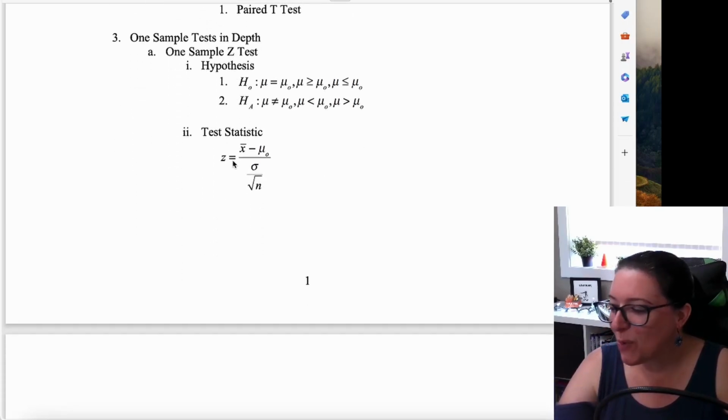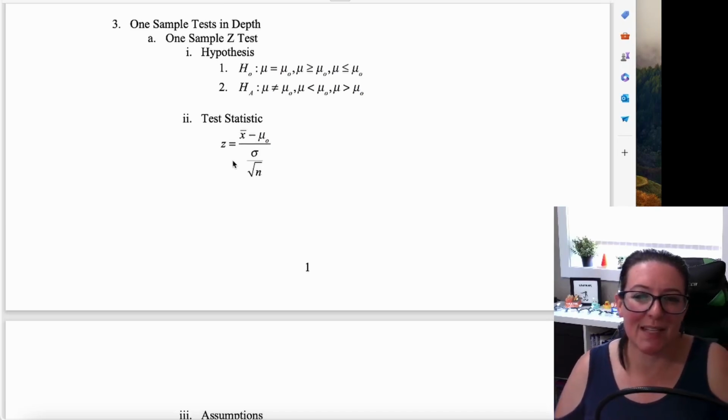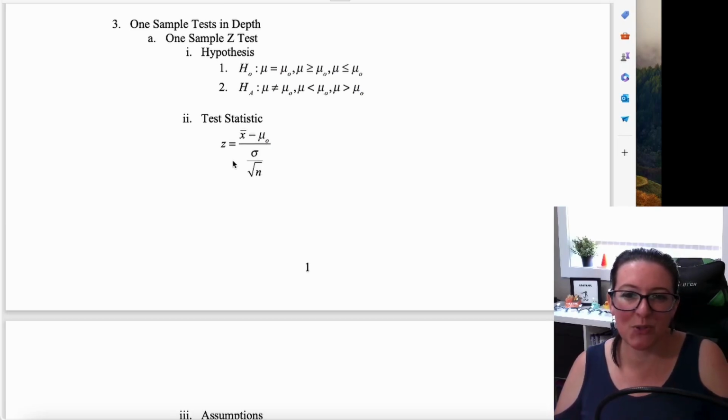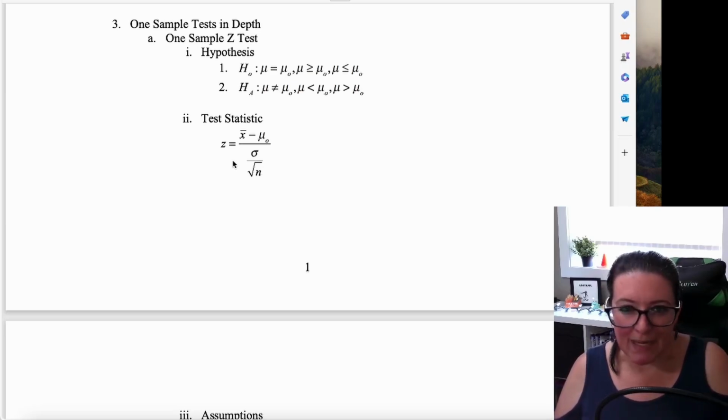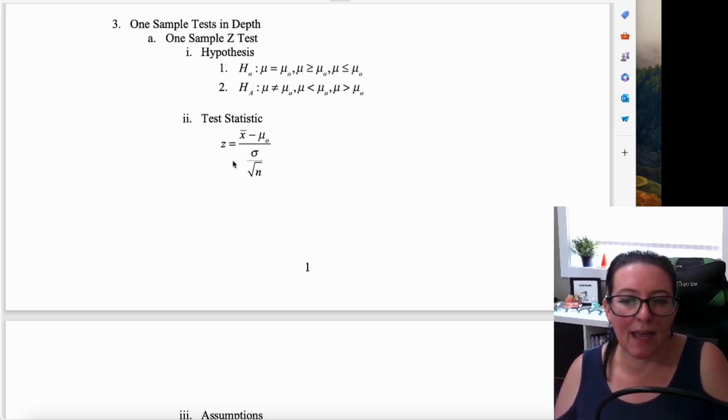All right, so when we are doing a one sample Z test, what we are doing is trying to make a statement about the population mean, mu. Now your one sample Z test can be two-sided, which means your null hypothesis can be that mu equals a certain number, or it can be a one-sided test, in which case your null hypothesis will be that mu is greater than or equal to a number, or mu is less than or equal to a number.